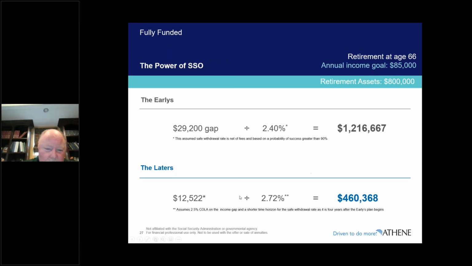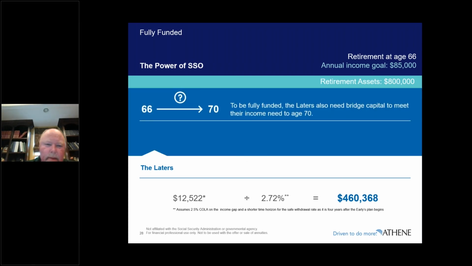The first thing we do is inflation adjust that gap, because now we're waiting until they're 70 to take benefits. So 4 years later, the gap, if we inflate it by 2.5%, is actually $12,522. Now Social Security benefits kick in. The safe withdrawal rate they're going to use to quantify the capital required to close this gap is higher because we're 4 years into the 30-year time horizon. So we've got a smaller gap and a larger safe withdrawal rate. The capital requirement to close that $12,522 inflation-adjusted income gap from 70 and beyond is $463,683. It's considerably less than $1.2 million if we take benefits early.